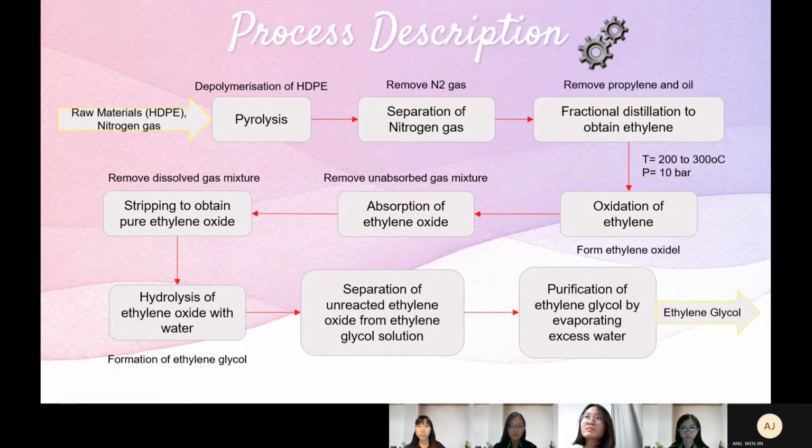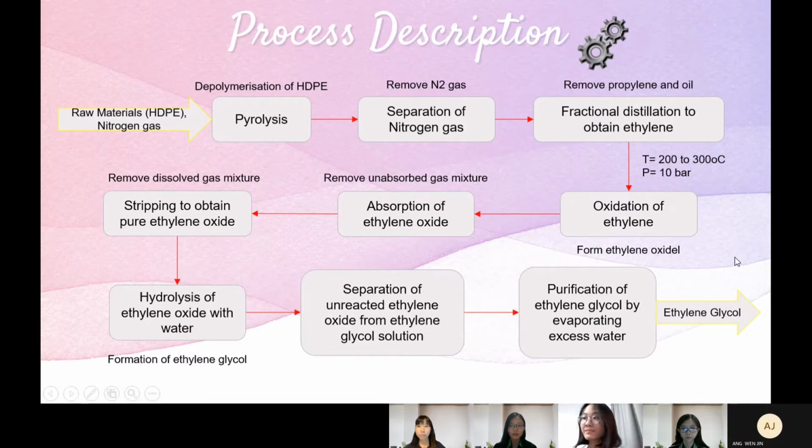After the oxidation process, the effluent stream that contains ethylene oxide, unreacted ethylene, oxygen, carbon dioxide, and water is cooled and sent to an adsorption column for adsorption of ethylene oxide. Other unabsorbed gas mixtures are separated out at the upper stream of the column as waste gas.